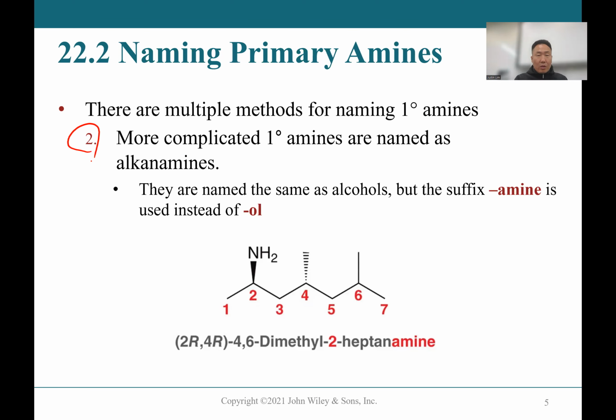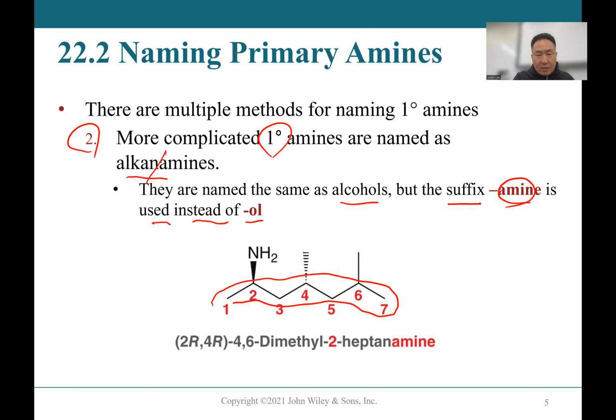Second, more complicated primary amines are named as alkanamines. The names are the same as for alcohols, but the suffix amine is used instead of -ol. So in this case, the base chain has 7 carbons, and you can see the amine at C2, so 2-heptanamine, then substituents at C4 and 6. So 4,6-dimethyl-2-heptanamine. So you need to determine the configuration.